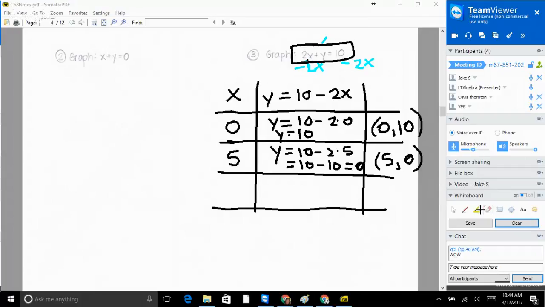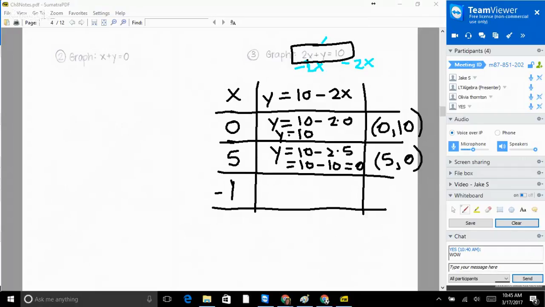So what other x do we want to pick? We could also pick a negative x too. You're allowed to do that. Or you could stick with the positive ones. It doesn't matter to me. How about let's do x equals -1. Make it a little complicated, but not that complicated.